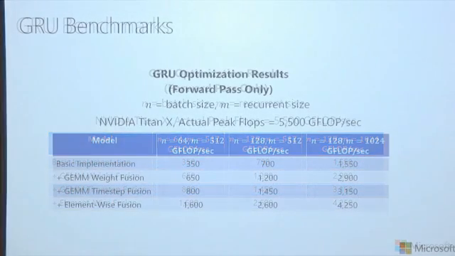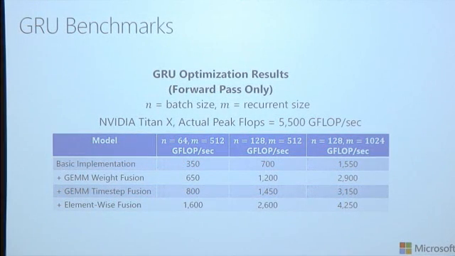The first two fusions are moving things to different places. So this is the end-to-end. I'm confused. M is the recurrent size rather than N? Maybe I mixed it up, but N is the batch size and M is the recurrent size. The other way around. Okay.